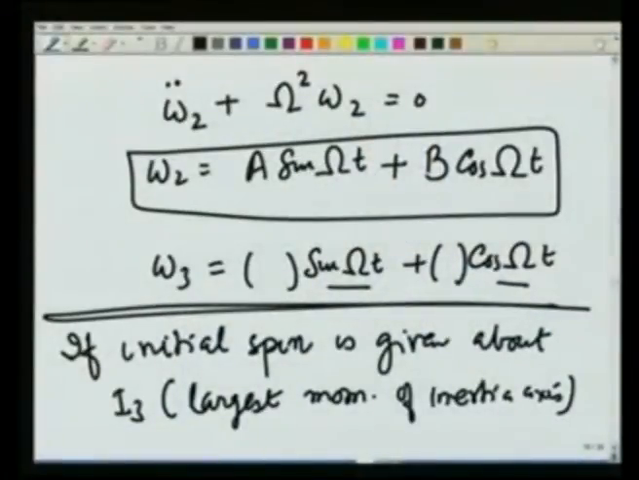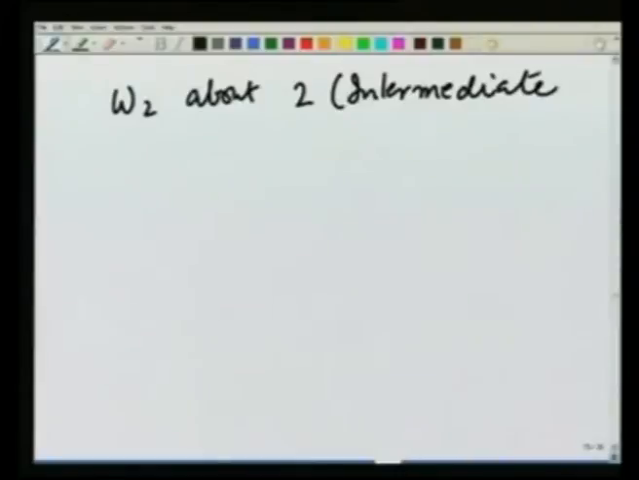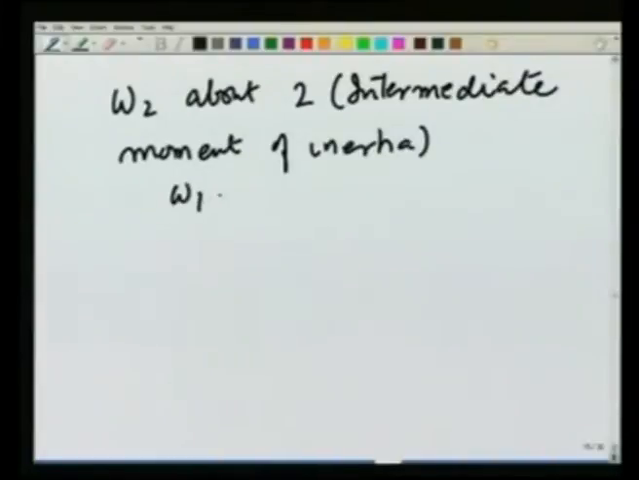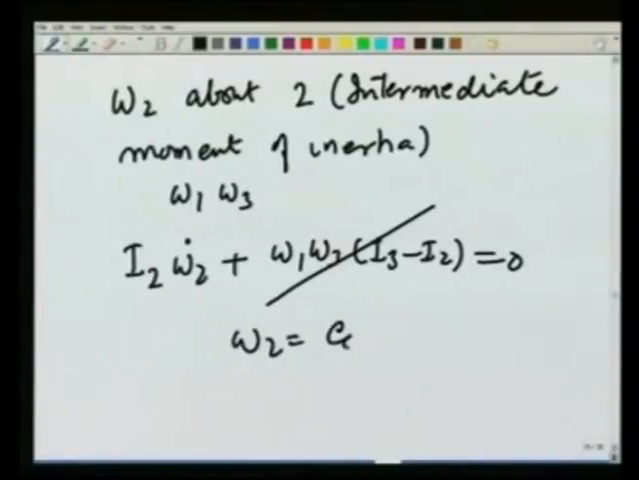Let us see now the case when I give omega 2 about axis 2, which is the intermediate moment of inertia axis, and there is some small omega 1 and omega 3. So, again we will see that I2 omega 2 dot plus omega 1 omega 3 (I3 minus I1) is equal to 0. This I can neglect in the first approximation. So, omega 2 is a constant.